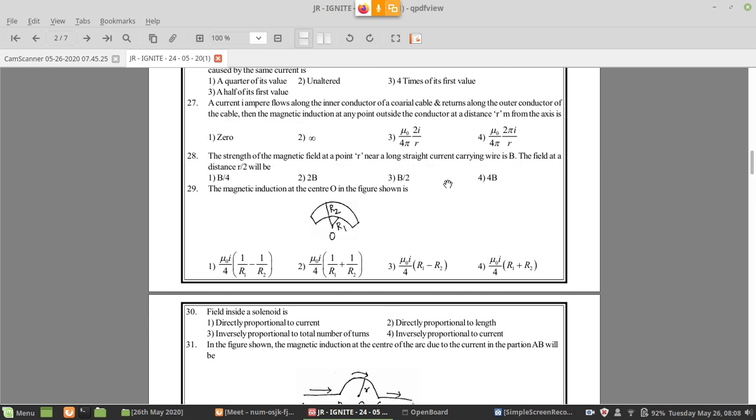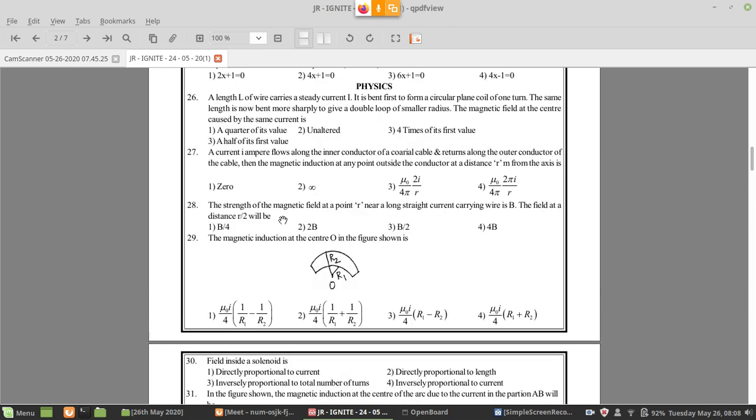Right. So, the first question is the 26th actually. A length L of wire carries a steady current I. It is bent first to form a circular plane coil of one turn. Then the same length is now bent more sharply to give a double loop of smaller radius. Smaller radius means you can understand that clearly. It should be R by 2 the second time. Now the magnetic field at the center caused by the same current is how much?